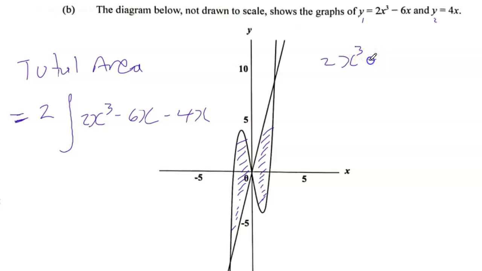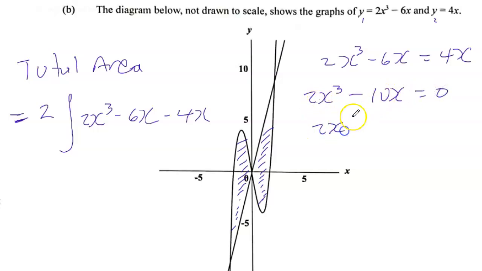So 2x cubed minus 6x equal to 4x. Group everything on one side. So we have 2x cubed minus, bring that over, that's minus 6 minus 4, that's minus 10x, equal to 0. We can factor out the 2x. We'll end up with x squared minus 5 equal to 0. So equate both factors to 0, so we equate 2x to 0, divide by 2, which means x is 0. And we can see here, x is 0 is one of the points of intersection.